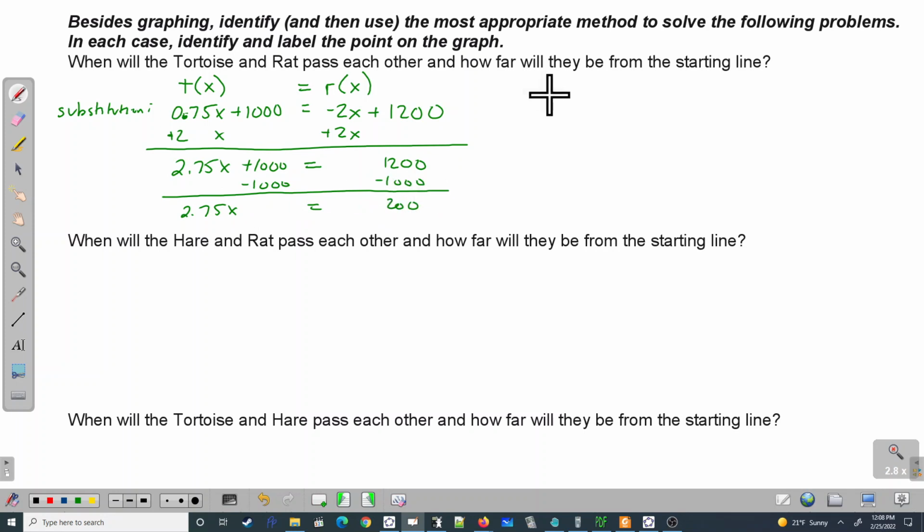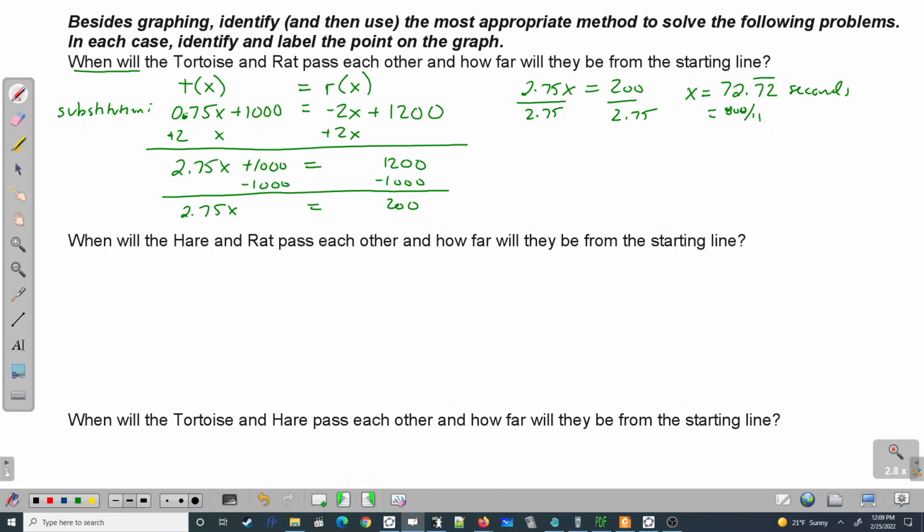And then it's just a case of taking 2.75x equaling 200 and dividing by 2.75 on both sides. And I will find out that x equals 72.72 repeating seconds. If you want a fraction, it's technically 800/11. I said it was close to 73 seconds. I didn't say it was 73 seconds. So in this case, 72.72 seconds. But that only answers when will the tortoise and rat pass each other.